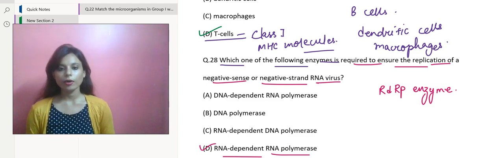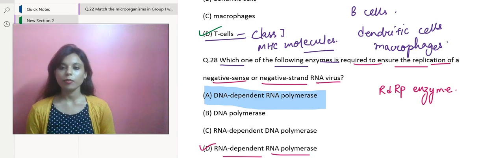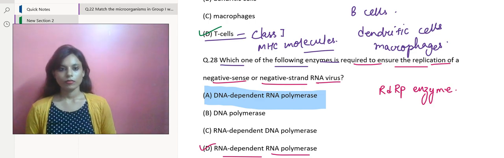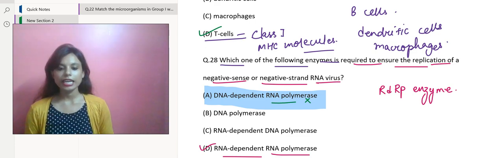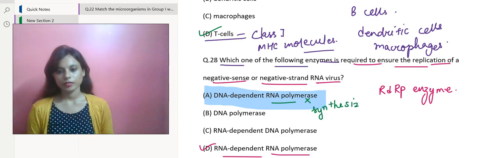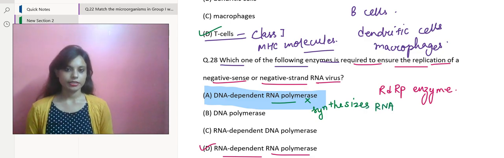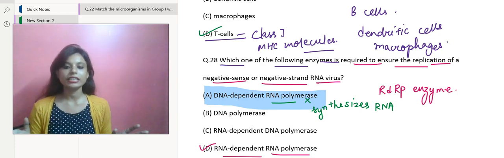Now let us discuss the other options, why they are not correct. Let's start with option A, that is DNA dependent RNA polymerase. It is incorrect because DNA dependent RNA polymerase is an enzyme that synthesizes RNA from a DNA template. But the negative sense RNA viruses do not have a DNA template.